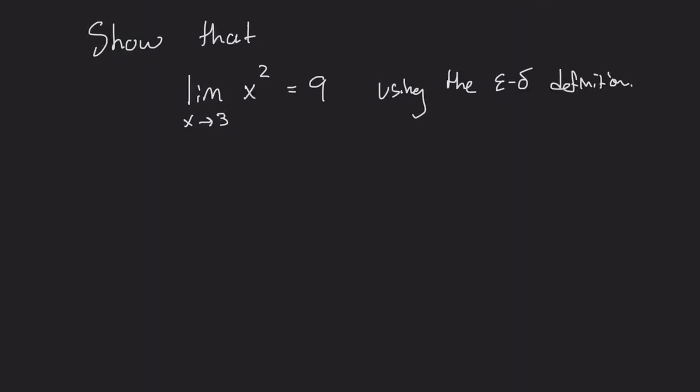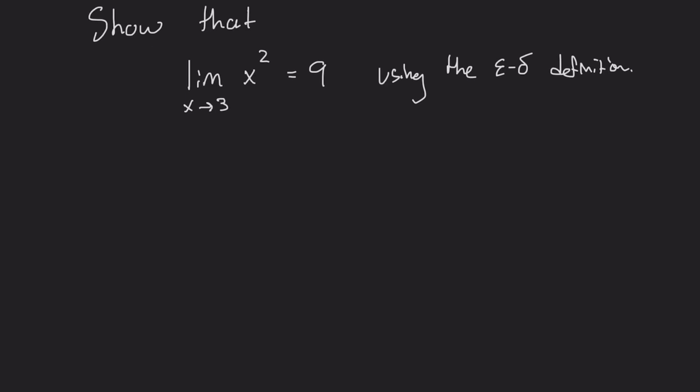One of the trickier limits to show when you're first introduced to the epsilon delta formalism is something like x squared. So if we take the limit as x goes to 3 of x squared, we should get 9, of course. But showing that with epsilon delta can be a little tricky. But we can approach it in the same sort of style that we would do a normal function and deal with x squared minus 9.